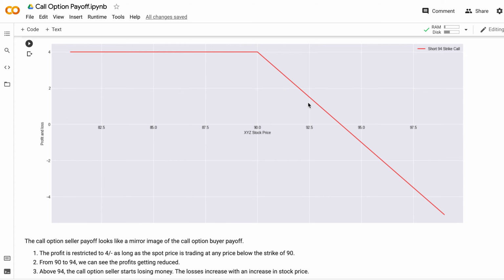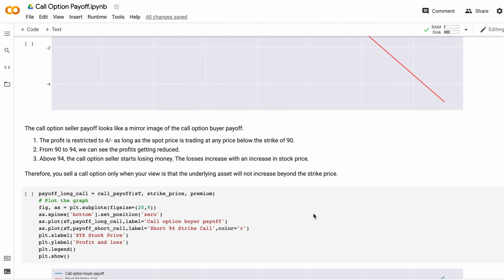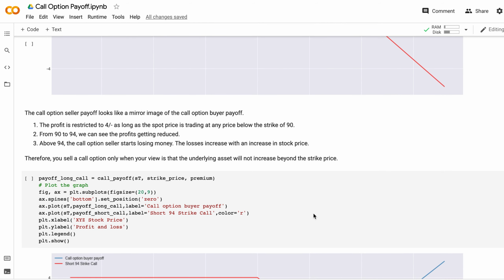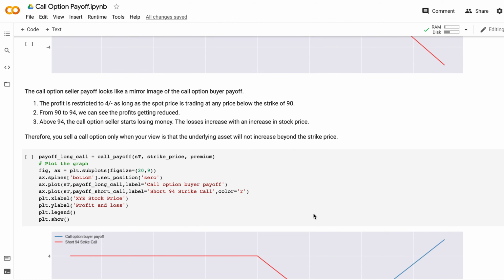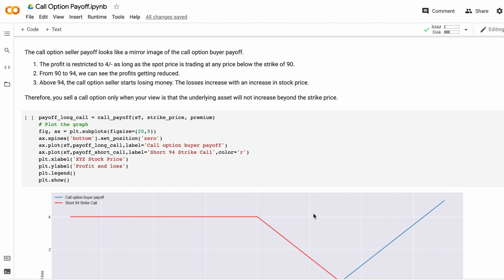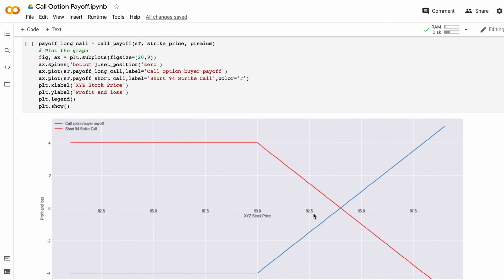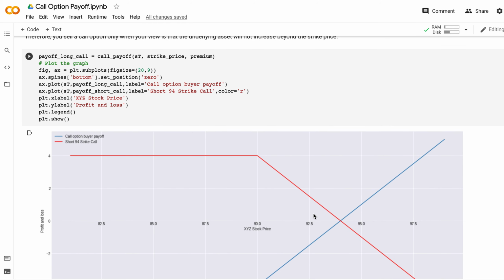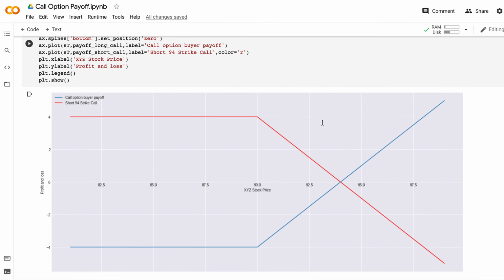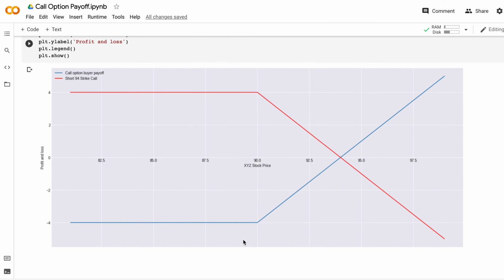If it's above 90 but below the break even, we keep as much as is left. From 90 to 94, we can see the profit getting reduced. Above 94, the call option seller starts losing money. The losses increase with an increase in stock price. Therefore, you sell a call option only when your view is that the underlying asset will not increase beyond the strike price, right? Now if we combine both payoff diagrams, from the call buyer, long, and the call writer, then you will see that diagram, right?